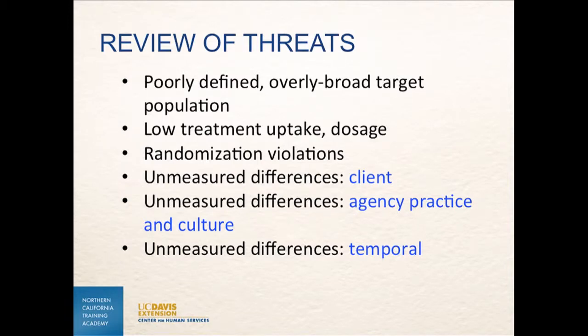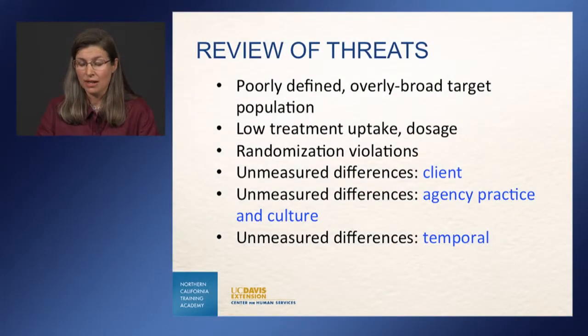Again, a lot of folks talk about propensity score matching, but that only works if you have enough variables on which to match the clients and you don't have the threats of other unmeasured differences. Like, for example, the next one, agency practice and culture. And finally, we have the unmeasured differences that are related to time. If you're thinking about undertaking an outcome evaluation, you really need to review all of these threats.